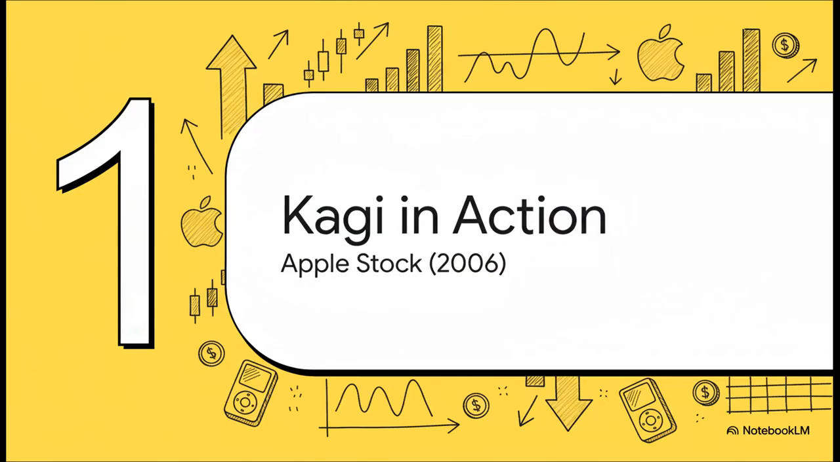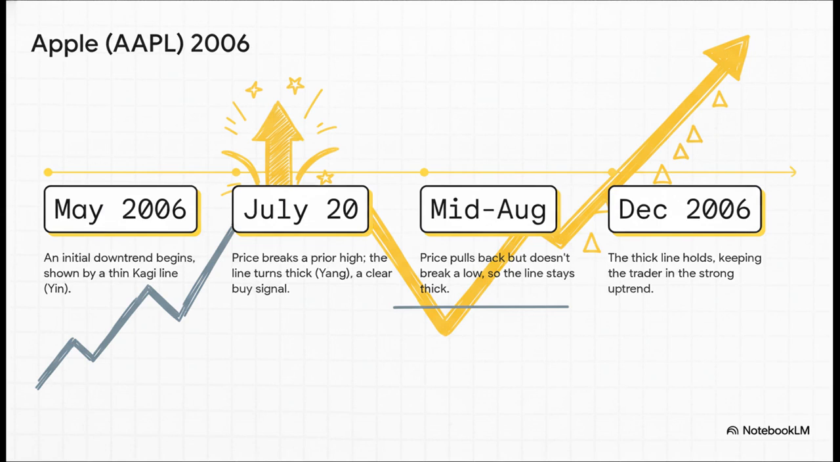All right, theory is great and all, but let's see how this thing actually performs in the wild. We're going to jump in a time machine and look at a real-world example using Apple stock from all the way back in 2006. Okay, so follow along with me here. Back in May, you can see the chart is in a downtrend with that thin yin line. But then, look at July 20th. The price gaps up and it breaks above that previous high. And boom, right on cue, the line turns thick. That's your crystal clear buy signal.